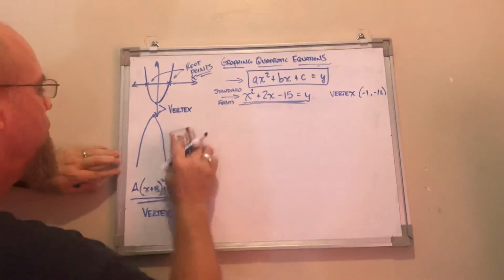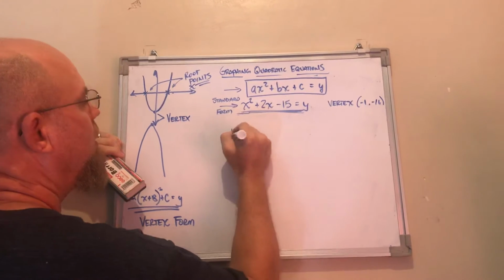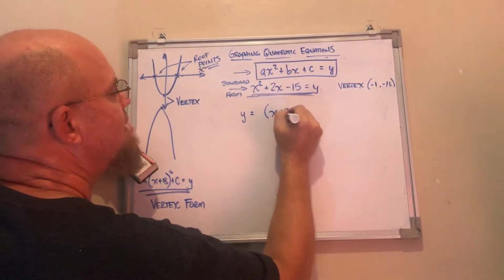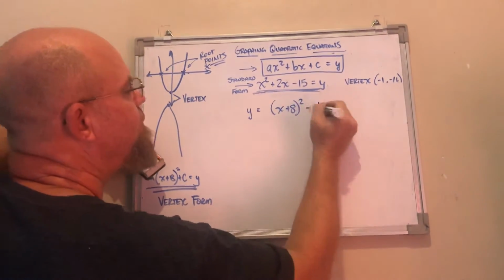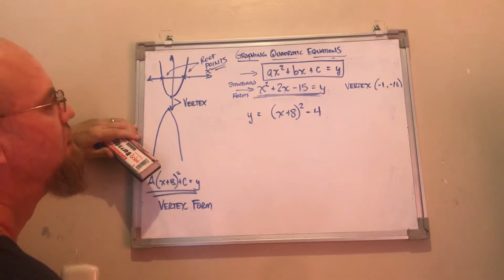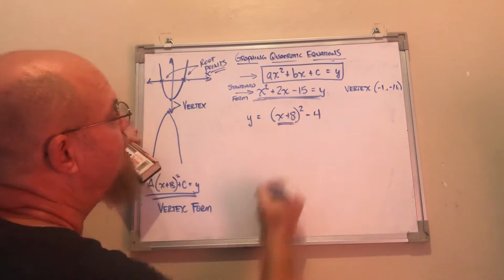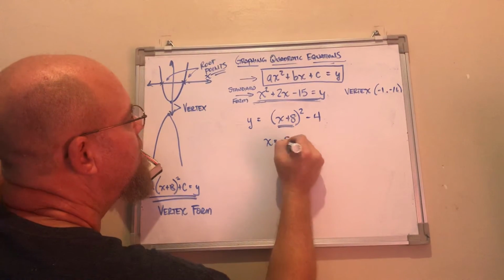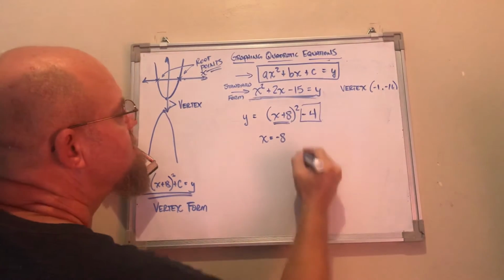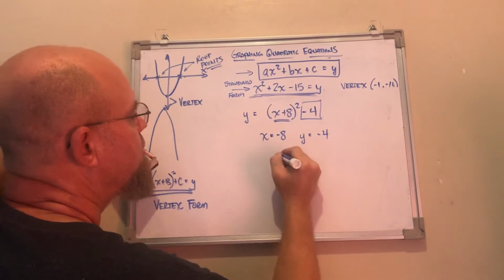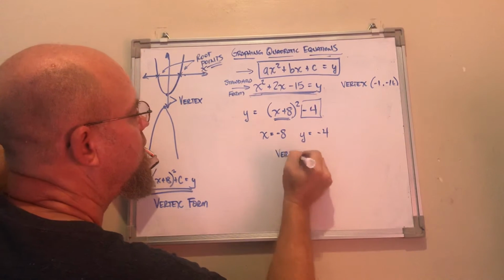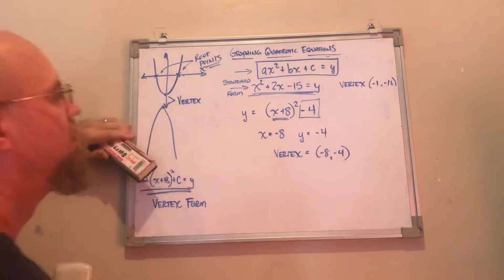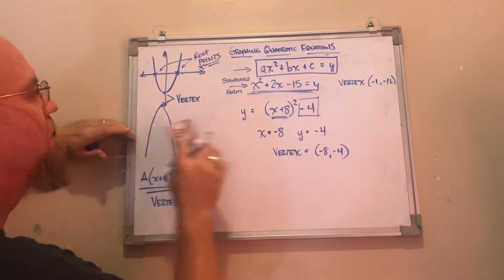So if I give you y equals x plus 8 squared minus 4, well, what's the vertex? Well, the vertex is whatever value of x that makes this binomial 0. So x is going to equal negative 8, and the constant is the y value. So your vertex in this equation is negative 8, negative 4. Very simple. So let's try another one.